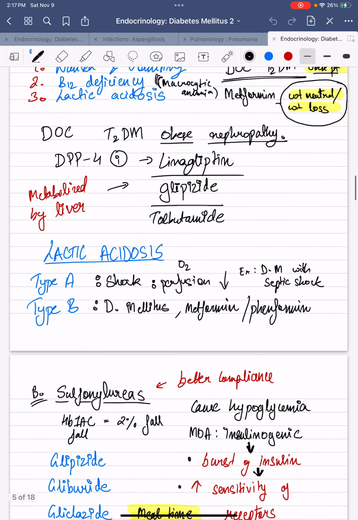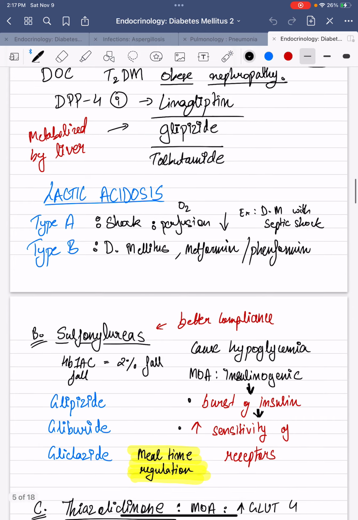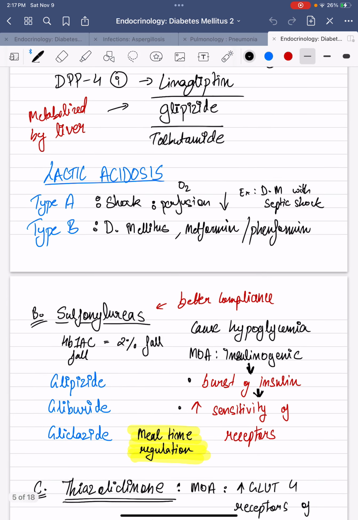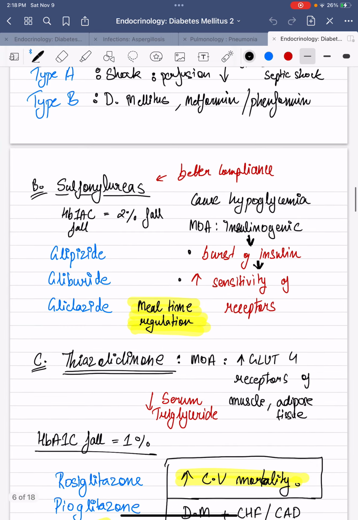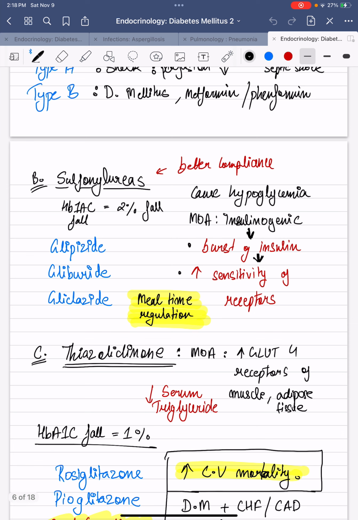So let's continue with the biguanides and the complication. Lactic acidosis can be of two types, type A and type B. Type A lactic acidosis can be seen in diabetes mellitus with septic shock. In this type there is shock, so there is decreased oxygen perfusion. Type B lactic acidosis can be seen in diabetes mellitus due to metformin or phenformin. But phenformin is banned now, so I don't think you'll see that a lot.